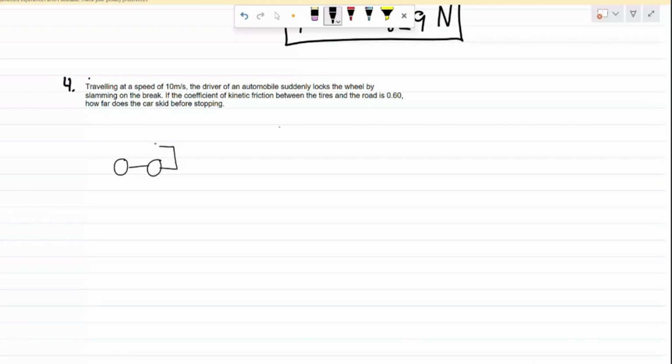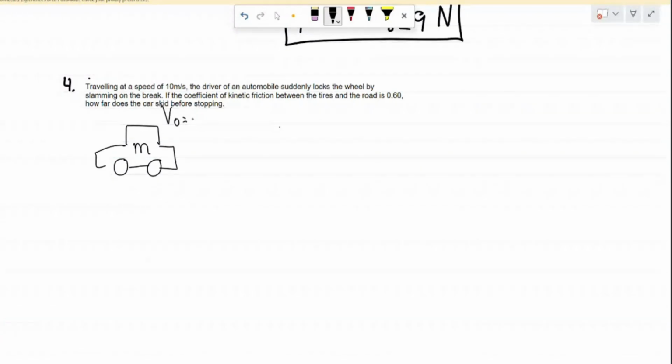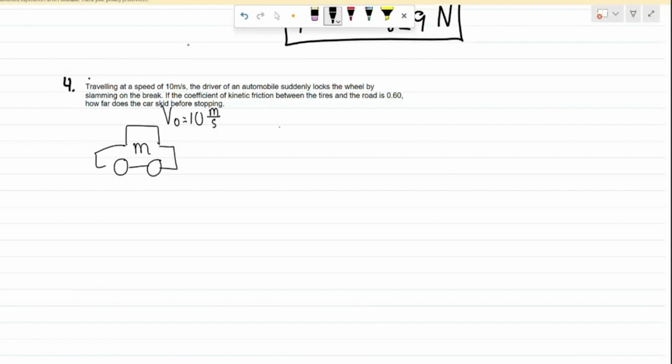Sabihin ko isang kotse na lang ulit. Sir, ito yung ating kotse or the car with a mass of M. Wala po tayong binanggit. So ito guys, initially daw is moving with a velocity of 10 meters per second. The driver of an automobile suddenly locks the wheel by slamming on the brakes. So nung ito po ay nagpreno, syempre, magkakaroon po tayo ng friction dyan. Sabi, the coefficient of friction between the tires and the road is 0.60. So sabi sa problem, how far does the car skid before stopping?